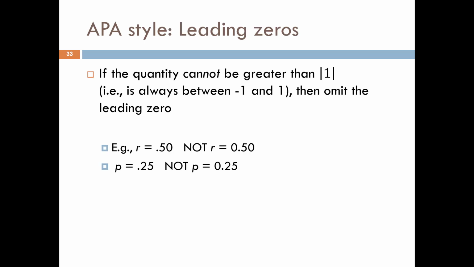An important reminder, you've heard me say this a few times already, but in APA style, if you have a quantity that cannot be beyond an absolute value of 1, so it is always between -1 and 1, then you need to omit the leading 0 before the decimal point. So make sure that when you write a correlation coefficient, it starts with a decimal point. Same thing with the p-values.